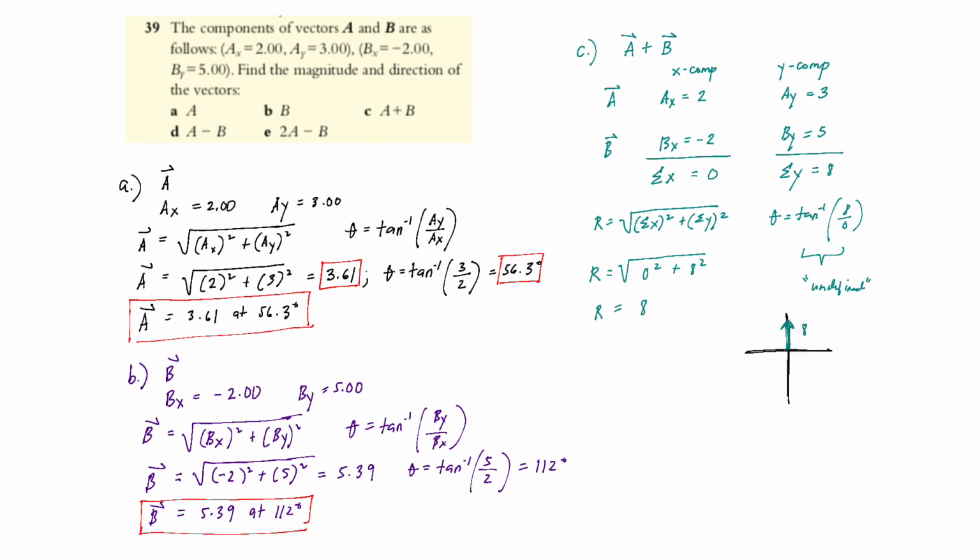And so this will resemble a 90-degree angle. Therefore, the unit of r is 8 at 90 degrees. And so that would be the resultant of a plus b, which is 8 at 90 degrees.